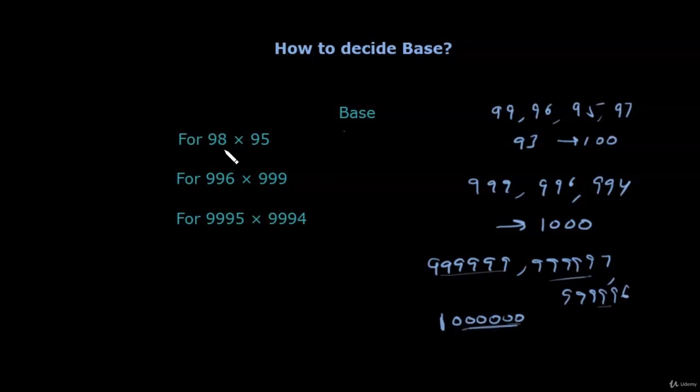Here for 98 and 95, the base will be 2 zeros after 1. In this case, these are 3-digit numbers, so they are very near to 1000. So the base is 1000. And similarly, these are 4-digit numbers, so the base will be 4 zeros after 1. So this is how we decide the base of a number. Base of a number is very important for further calculations.